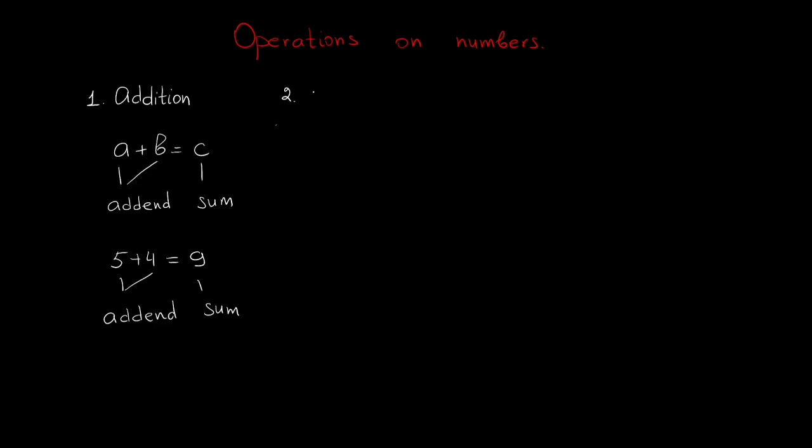Secondly, we can look at the subtraction operation. Subtraction. For instance, when we subtract b from a, we get the number c. In this case, a is called the minuend, b is called the subtrahend, and c is called the difference.